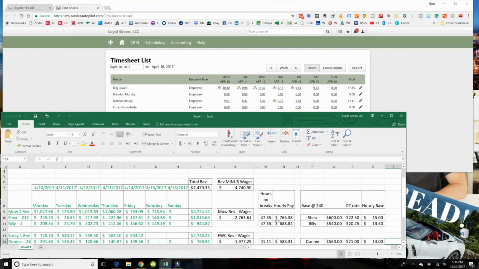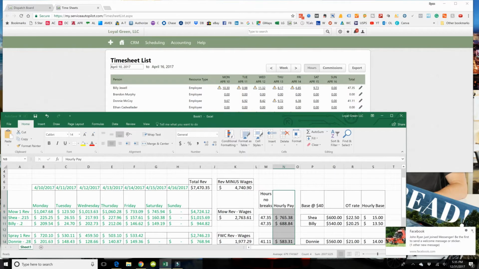So this helps me calculate. I put in their hours, and then it calculates how much their pay is based off of their pay rate information. With hourly pay, they would have made this amount, and if you see over here, this is what they got paid on the percentage pay. So 765 to 1015, 688 compared to 944, 583 compared to 768. So my guys made a lot more on the percentage pay, and this is how it works.